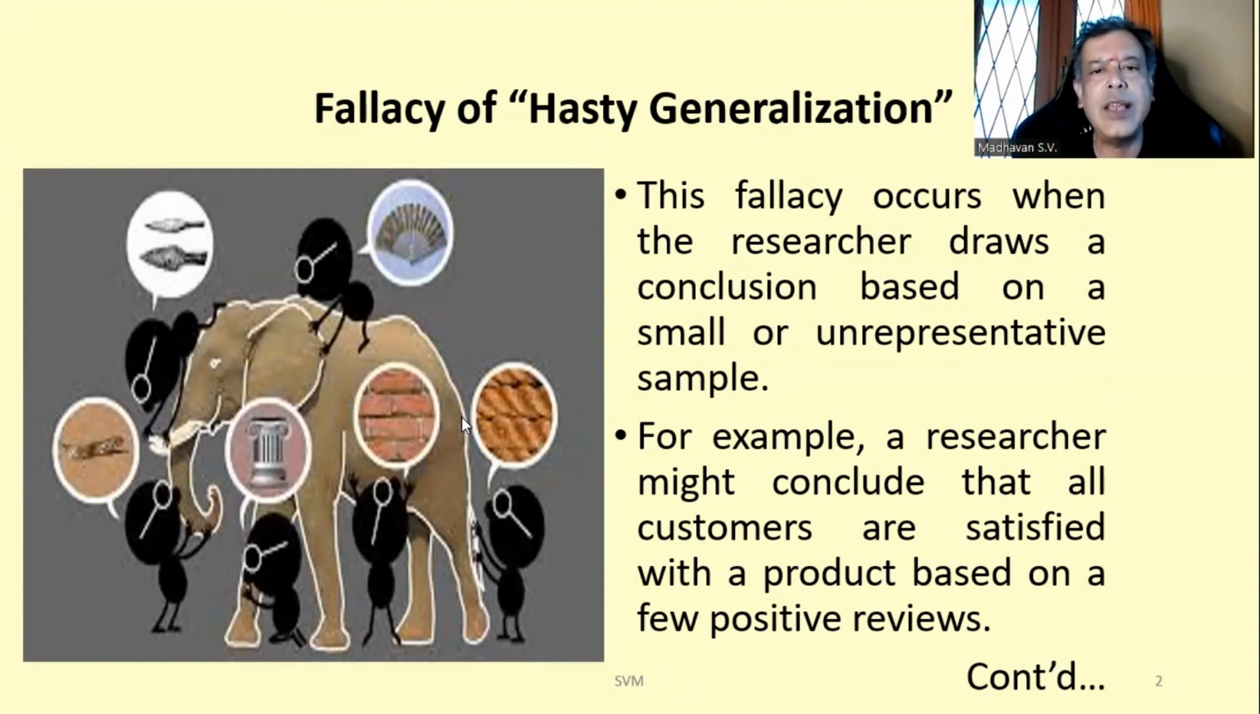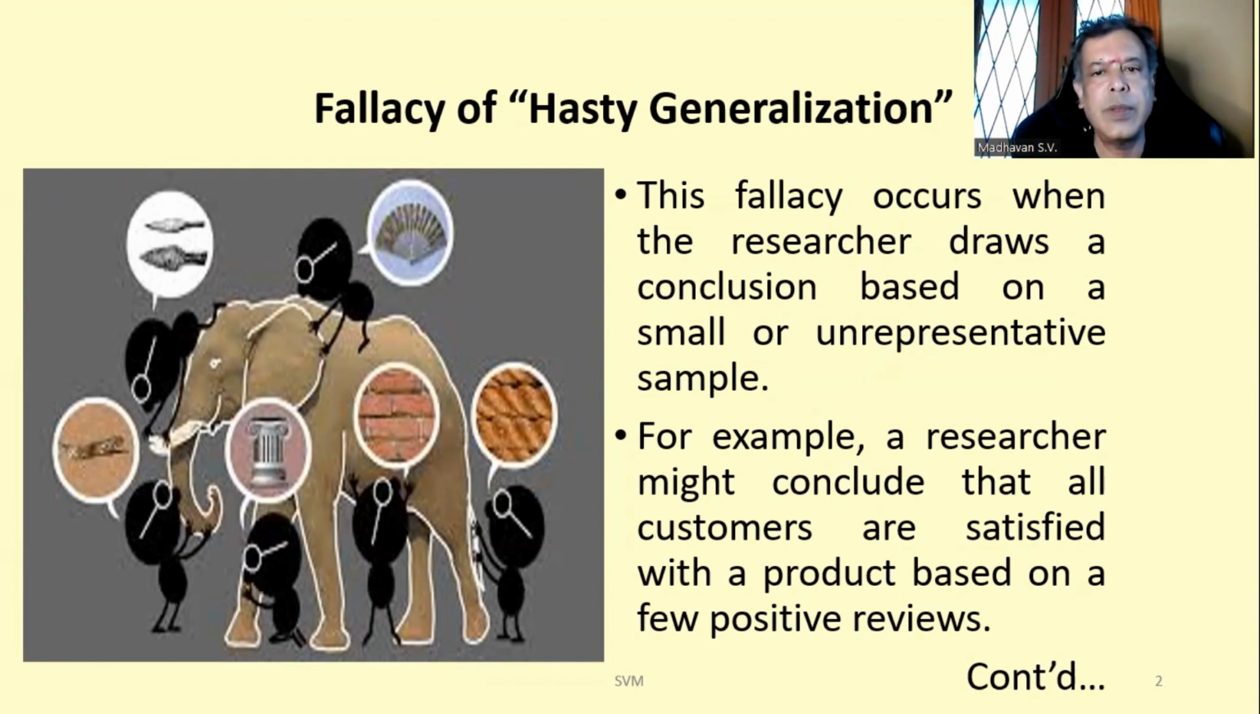They try to generalize based on some small representative or unrepresentative sample. So this fallacy occurs when the researcher draws a conclusion based on a small or unrepresentative sample. For example, a researcher might conclude that all customers are satisfied with the product based on a few positive reviews. Just by considering only a few positive reviews, he concludes that all the customers are satisfied with the product.